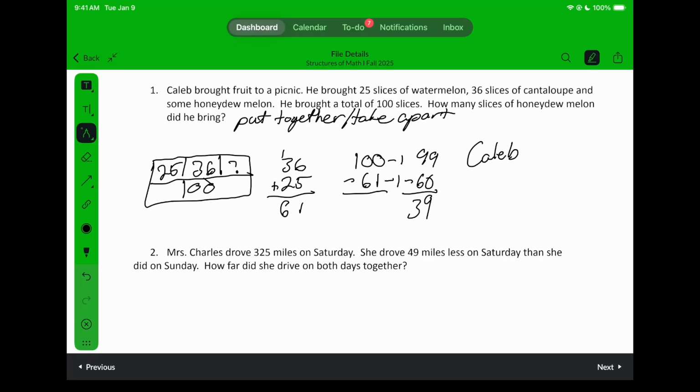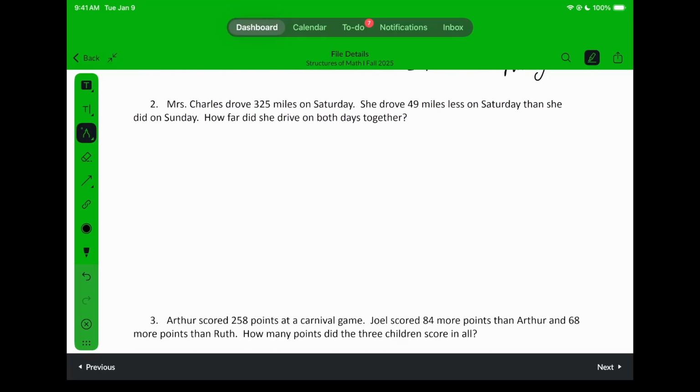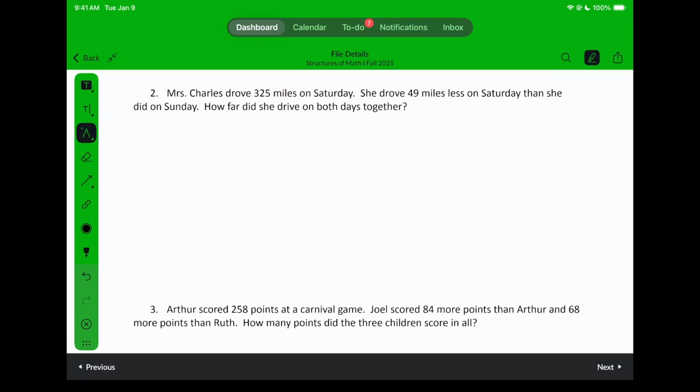Caleb brought 39 slices of honeydew. And there we go. Next up, we have Mrs. Charles drove 325 miles on Saturday. She drove 49 miles less on Saturday than she did on Sunday. How far did she drive on both days together?